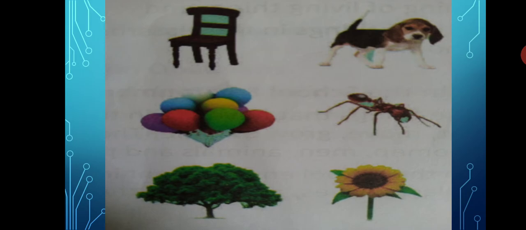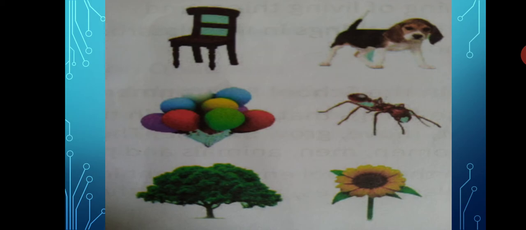Now let's attempt a few questions here. I hope you are with a pen and a book. Look at this picture very well. We are going to circle first the non-living things. Look at the chair and the balloon. Can they breathe? Can they talk? If your answer is no, then they are non-living things.